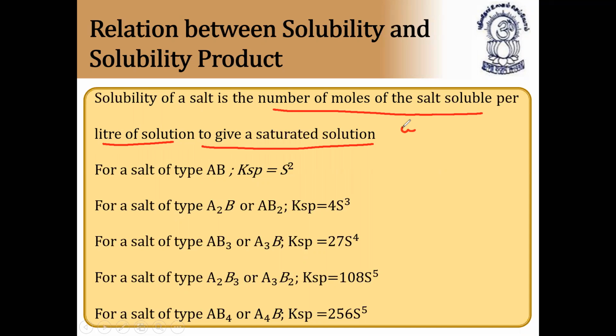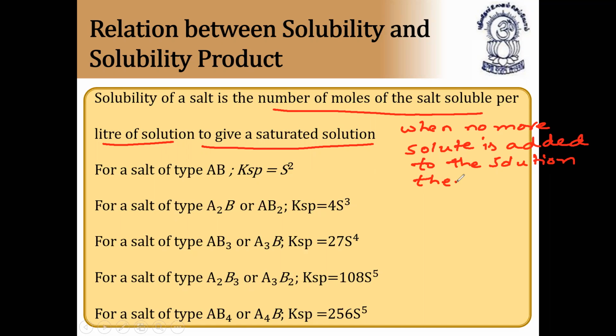What is a saturated solution? When no more solute can be added to the solution, then it is called a saturated solution. Saturated means it is completely over. So when no more solute is added to the solution, then it is called a saturated solution. So solubility of a salt is the number of moles of the salt soluble per liter of solution to give a saturated solution. This is called solubility.